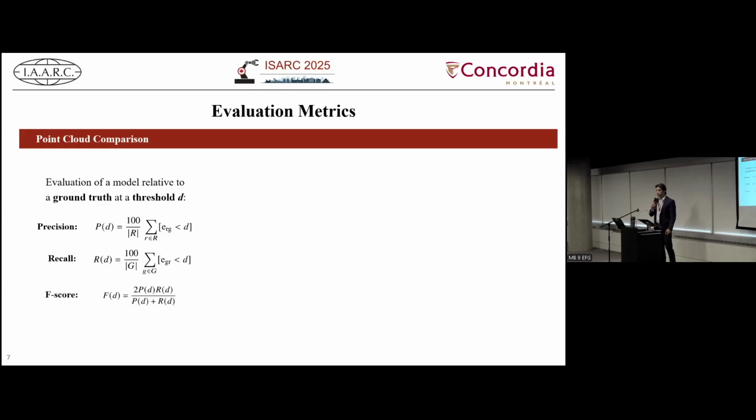What we needed was a way to evaluate our models compared to a ground truth. We wanted a way to quantify how accurate our model actually was compared to the real structure. So we did this through point cloud comparison. We established a ground truth, which I'll get to in a second.